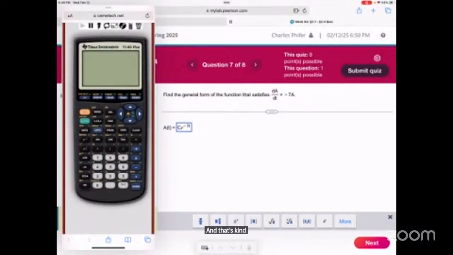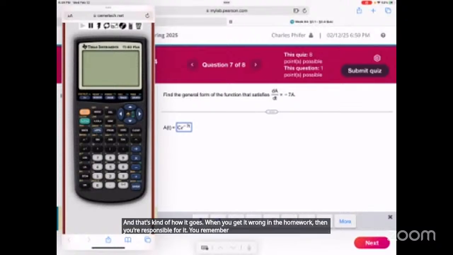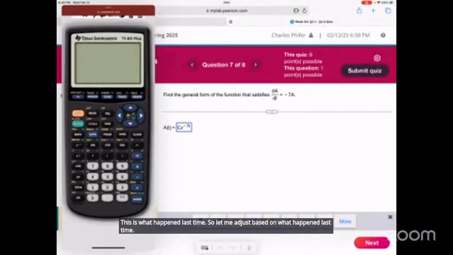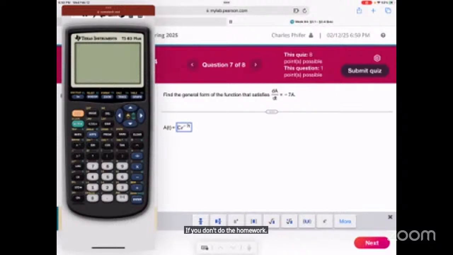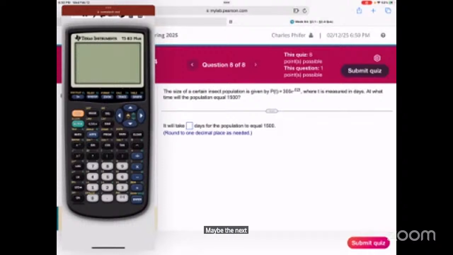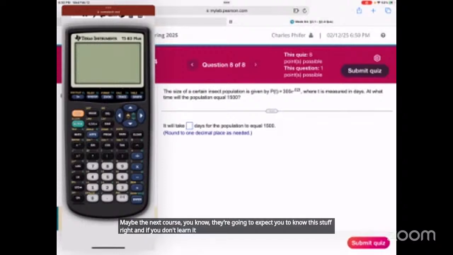When you get it wrong in the homework, then when you're responsible for it, you remember the pain of getting it wrong. So then you're like, you know what, this is what happened last time, so let me adjust based on what happened last time. If you don't do the homework, then that's a whole other round, right? Because eventually you're going to be responsible for this stuff in a proctored environment. It might not be with me specifically. Maybe the next course, they're going to expect you to know this stuff, right? And if you don't learn it, then it's just going to snowball.